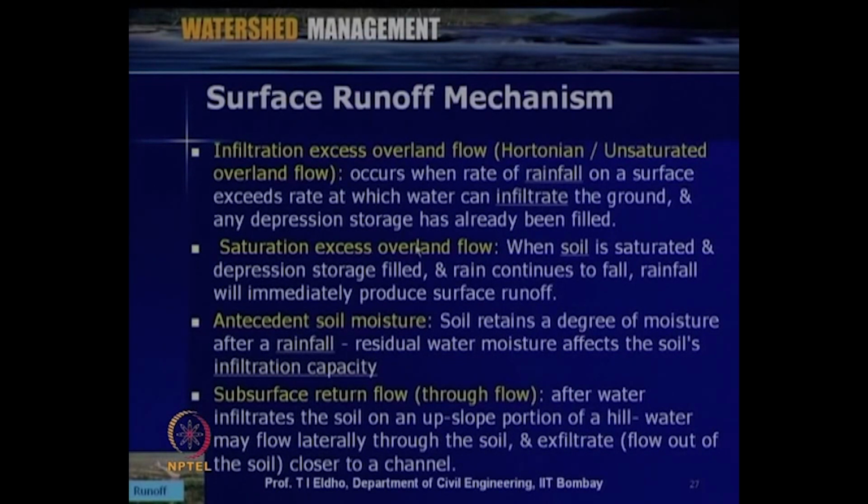The second mechanism is saturation excess overland flow. When the soil is saturated and depression storage is filled, and rain continues to fall, rainfall will immediately produce some surface runoff. That is the so-called saturation excess overland flow. The runoff depends upon the antecedent soil moisture condition. Soil retains a degree of moisture after rainfall, so the residual moisture affects the soil infiltration capacity. Depending upon the antecedent soil moisture, when the next rainfall takes place, either faster or slower runoff occurs. Then finally, the subsurface return flow, the so-called throughflow. After water infiltrates the soil on an upslope portion of a hill, water may flow laterally through the soil.